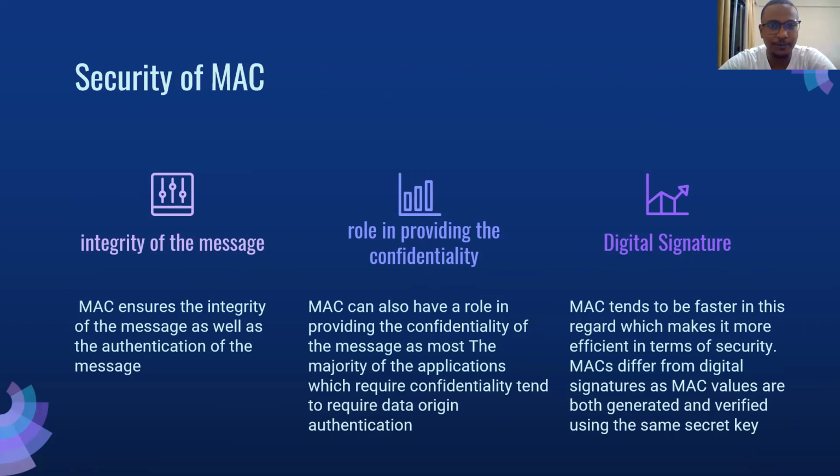So now we go for the security of MAC. Regarding the security of MAC, we basically have three categories. We have first the integrity of the message, then we have the role in providing confidentiality, and finally we have the digital signature. For the integrity of the message, MAC ensures the integrity of the message as well as the authentication of the message. As for the role in providing confidentiality, MAC can also have a role in providing the confidentiality of the message, as the majority of the applications which require confidentiality tend to require data origin authentication.